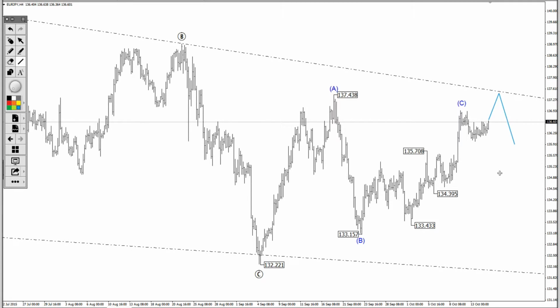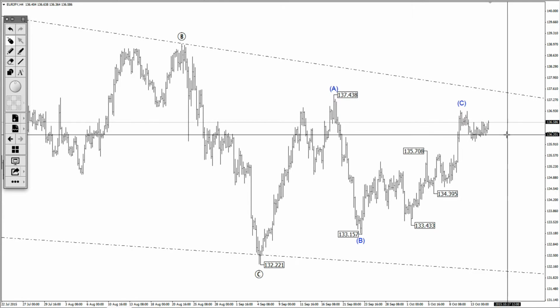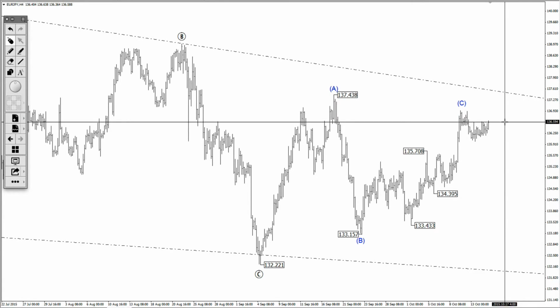If this triangle scenario proves correct and we'll see a nice starting decline, there's a good opportunity to trade the next leg down. There is still quite a lot of pips to gain here. We are now at 136.6, so there's a 450 pip expected move to the downside.